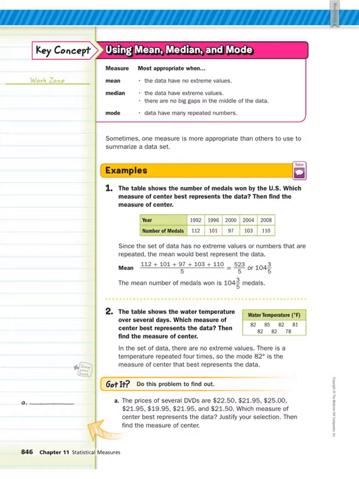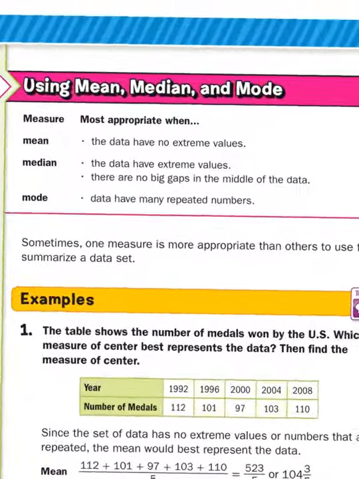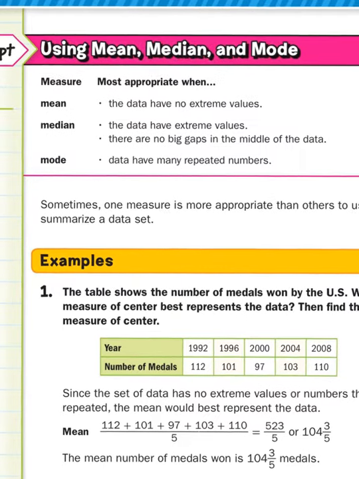All right, you made it to the last lesson in chapter 11, 11.5, and this is on choosing the best measure of center to represent a set of data. So you're going to be looking at when it's best to choose the mean, when it's best to choose the median, and when it's best to choose the mode to represent the set of data. At the top here, the key concept has a set of rules. So we'll go over those, and then I'll add some words to it to try to make it clearer.